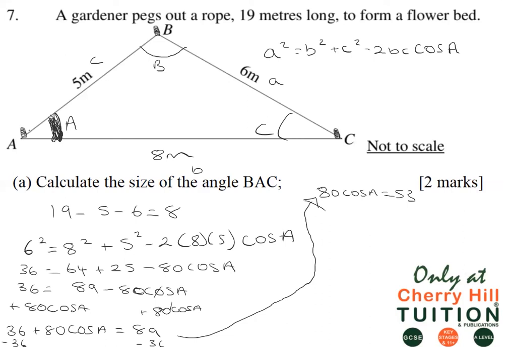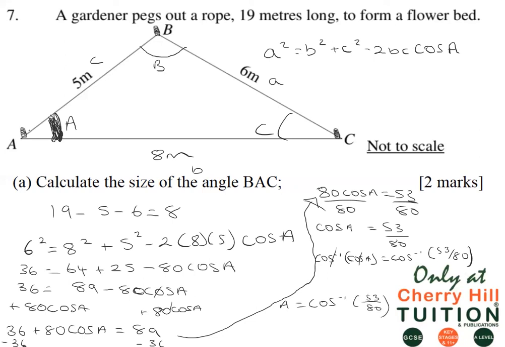And the next thing we need to eliminate is the multiply by 80, so we can divide both sides by 80. So we have cos A is equal to 53 over 80. And now eliminating the cos, we can inverse cos both sides. On the left-hand side, the coses cancel out, leaving us with A. And on the right-hand side, we have inverse cos 53 over 80. And all we need to do is plug this into our calculators now. And A should give you an answer of 48.51 degrees. Okay, and that's your answer.